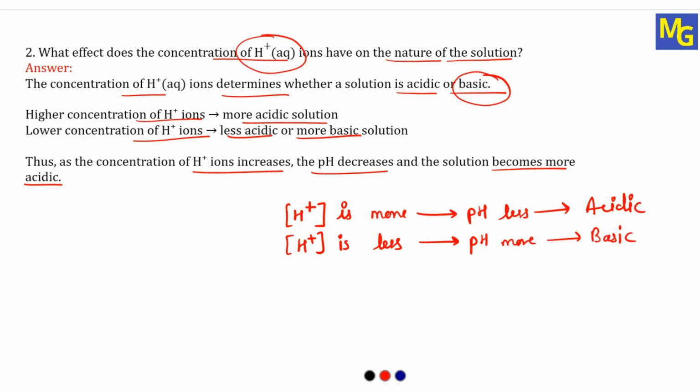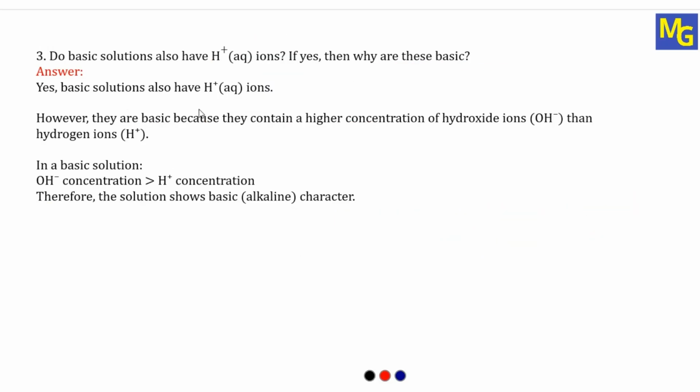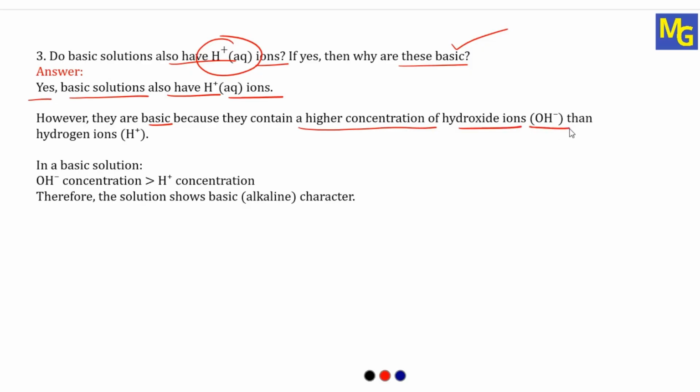Now we'll move to the next question. Question number 3 is, do basic solutions have H plus aqueous ions? If yes, then why are these basic? So whenever we say basic solution, does that solution also have H plus ion? If they have H plus ion, then why should we call it basic? See the answer. Yes, basic solutions also have H plus ions. However, they are basic because they contain higher concentration of hydroxide ion, that is OH minus ion, than hydrogen ion, that is H plus ion.